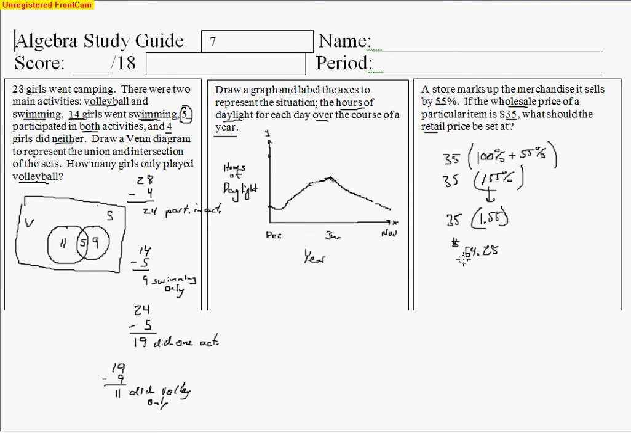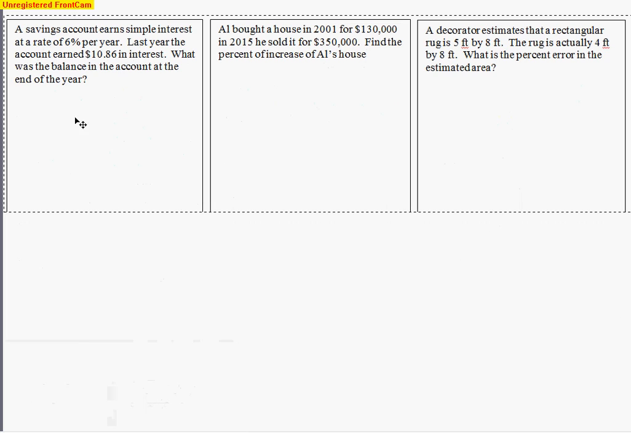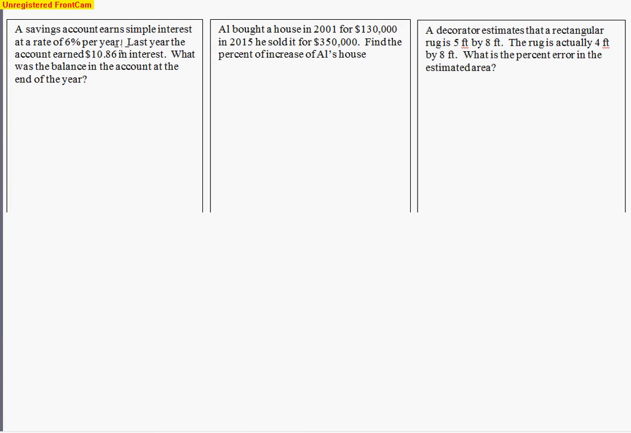So from there, we'll take a look at our next problem, and that one's also going to end up being a percentage problem. So it says that in a savings account, so at least it has percentage in there, it says that in a savings account, the simple interest rate is 6% per year. Last year, the account earned this much interest. What was the balance in the account at the end of the year? Alright, so we need to find out how much did they put into the account initially.